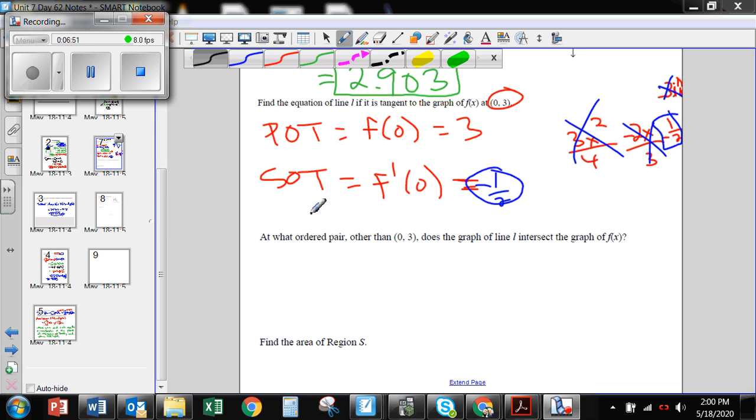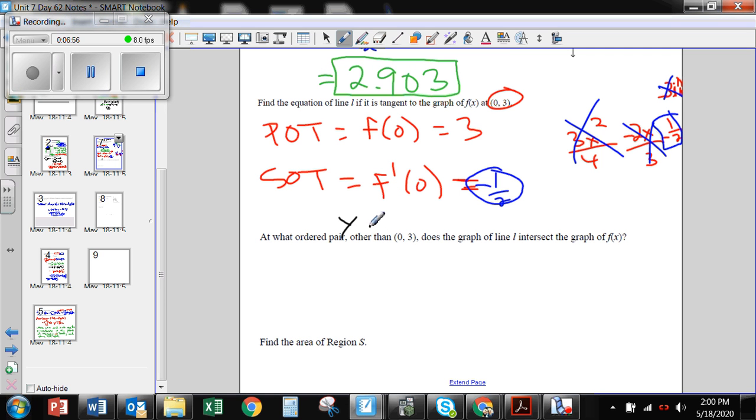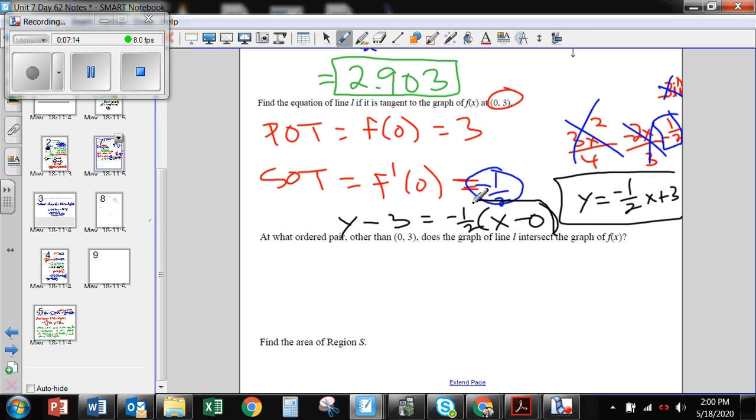And so for the solution, we're still going to do y minus 3 equals m times x minus 0. I could leave my answer like that, or I could distribute the negative 1 half out and add 3 and get y equals negative 1 half x plus 3. Either way, sometimes it's easier to leave it like this so you don't make any mistakes. Okay? All right, we're calling that part 3. We'll go on to part 4.